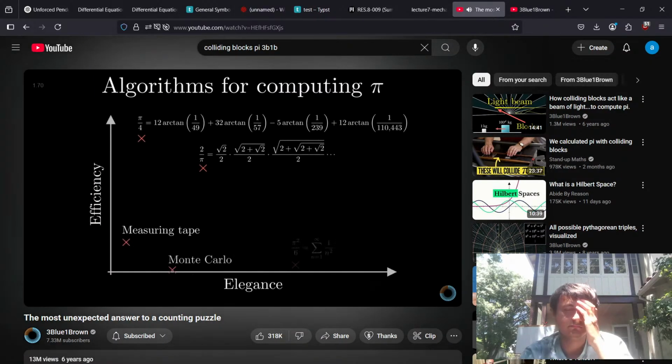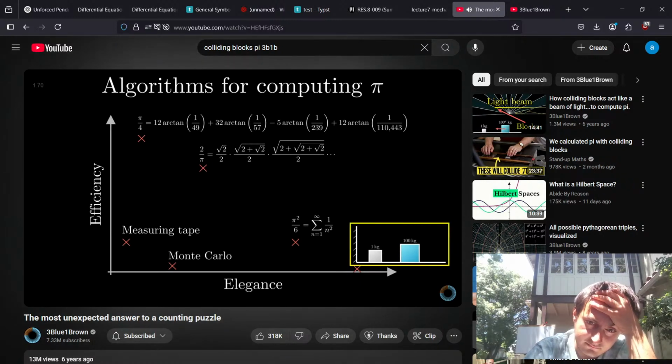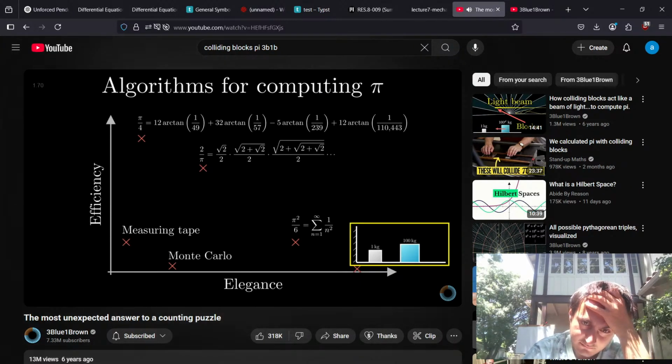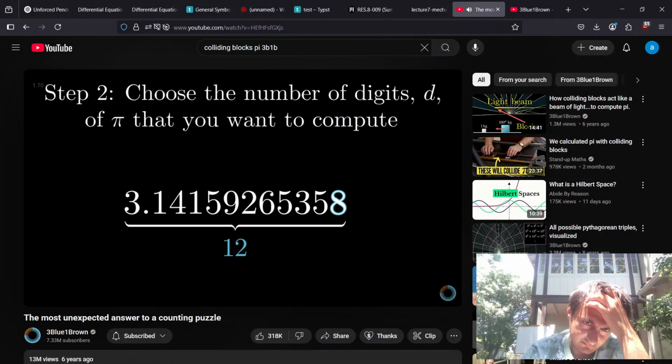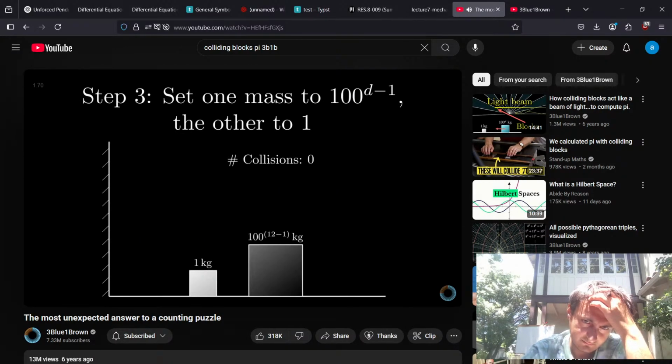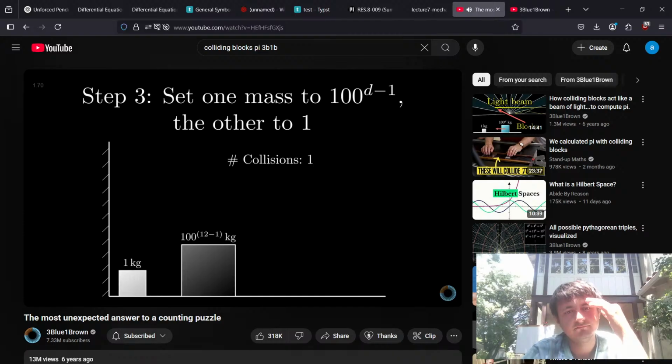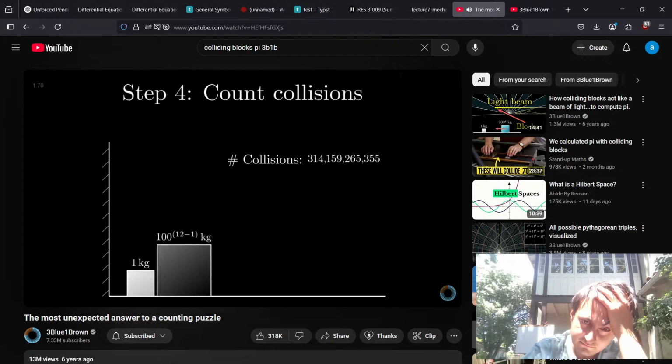algorithms that compute pi, this one would have to win medals both for being the most elegant and for being the most comically inefficient. I mean, think about the actual algorithm here. Step 1, implement a physics engine. Step 2, choose the number of digits d of pi that you'd like to compute. Step 3, set the mass of one of the blocks to be 100 to the power d minus 1, then send it traveling on a frictionless surface towards a block of mass 1. And step 4, count all of the collisions.